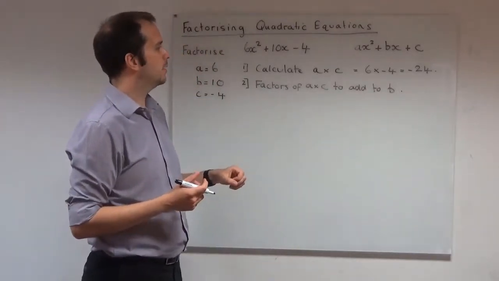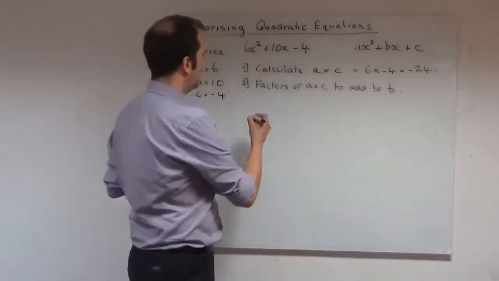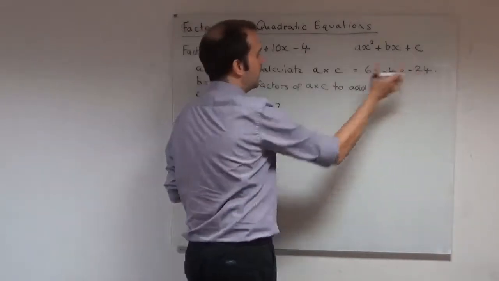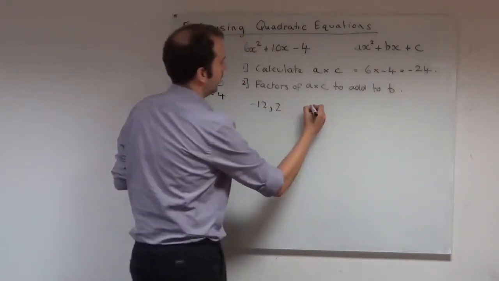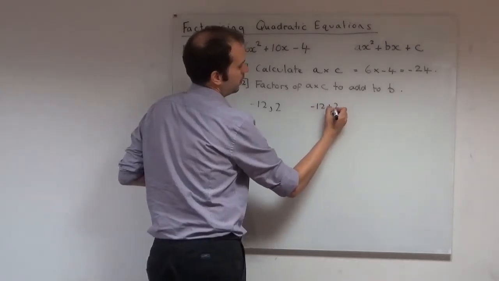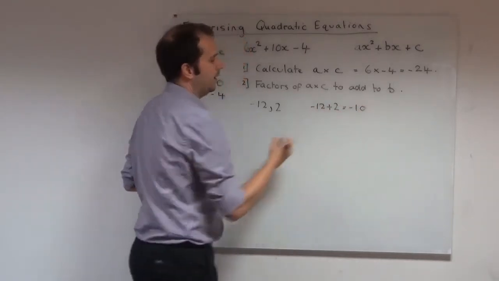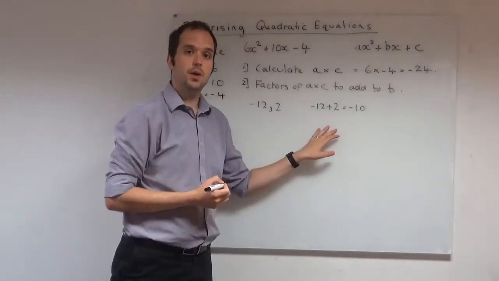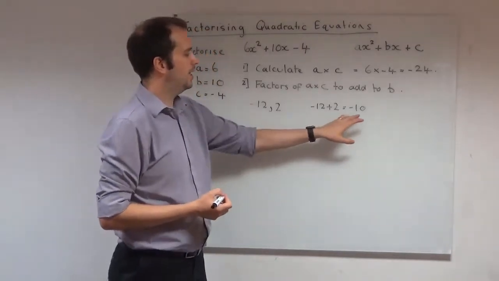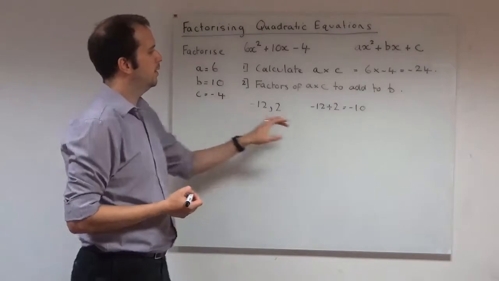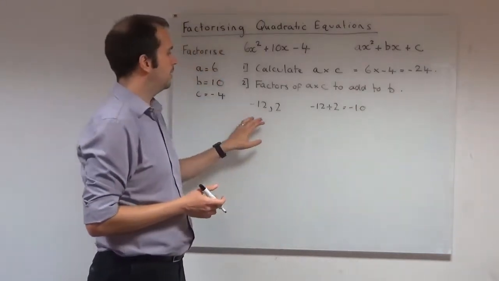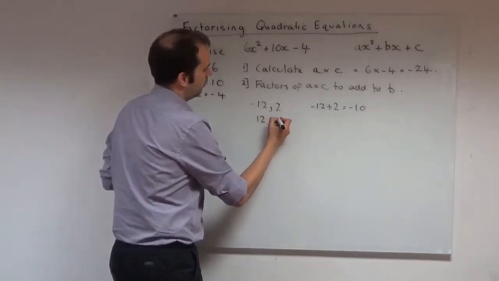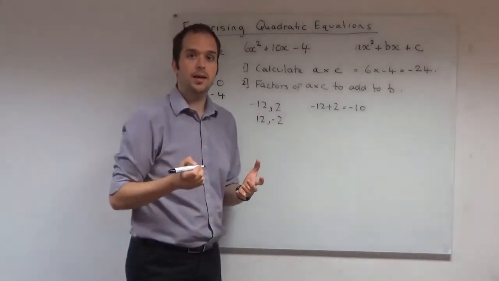Let's have a look at, well, let's take minus 12 and 2. Let's write those down for a second. Minus 12 and 2. Well, they multiply to give me minus 24. And if I add them together, though, I get minus 12 plus 2. Well, that gives me minus 10. I'm looking for plus 10, so these are not the factors we were looking for. But it's minus 10, and we wanted plus 10, so that's a massive hint of what the two factors are. If I just swap the signs around and go with 12 and minus 2, that will work now.